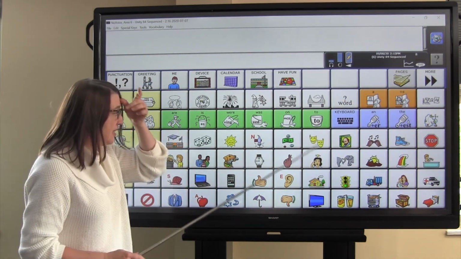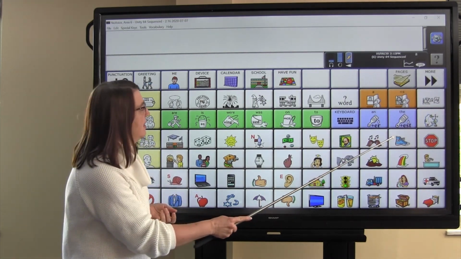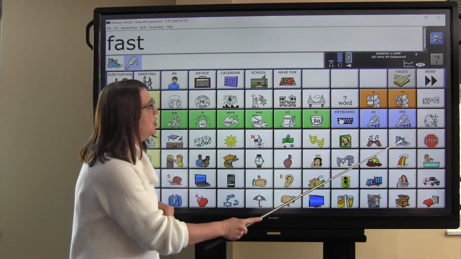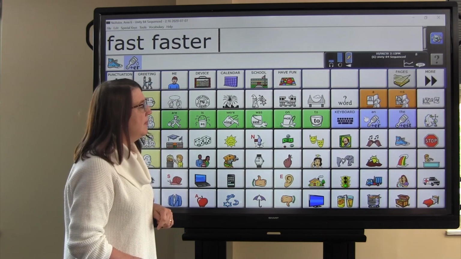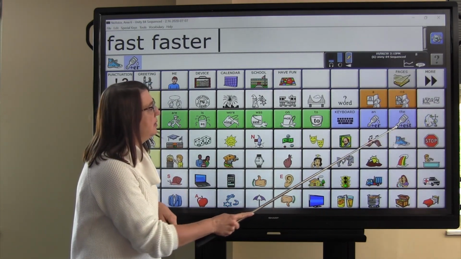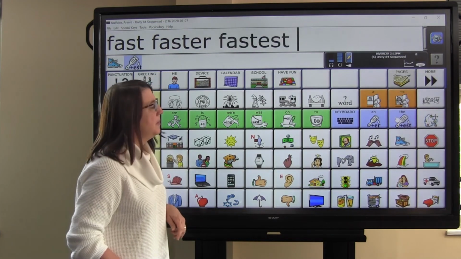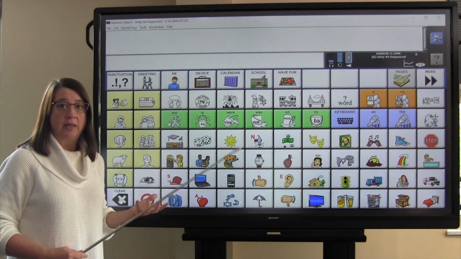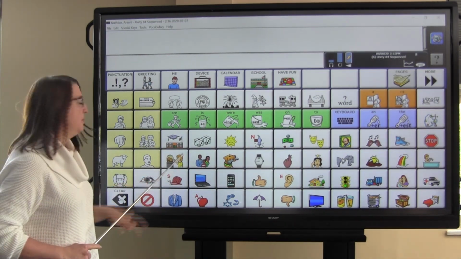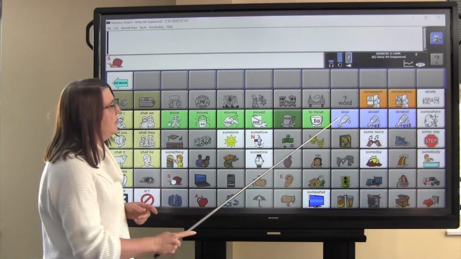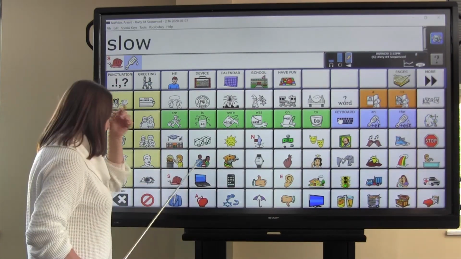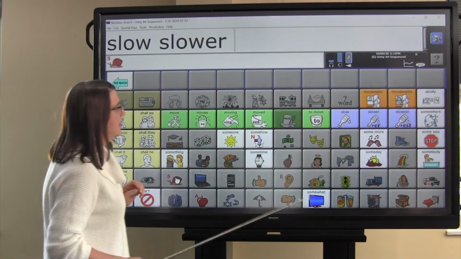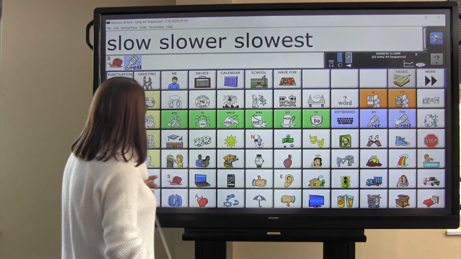Okay. Let's take a look at some more adjectives. Let's do fast. These shoes can help us go really fast. Fast. So faster is going to be the shoe plus ER. And fastest will be the shoe plus EST. Do you remember what on this display goes slowly? It would be our snail. Snail plus adjective gives us slow. Slower and slowest.